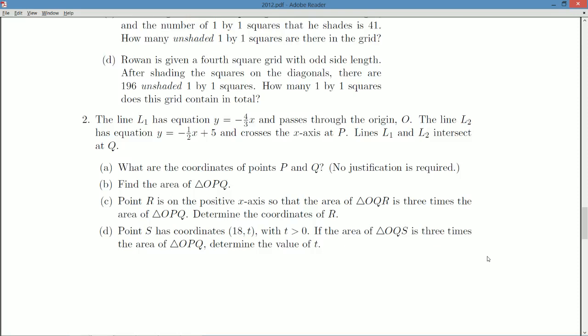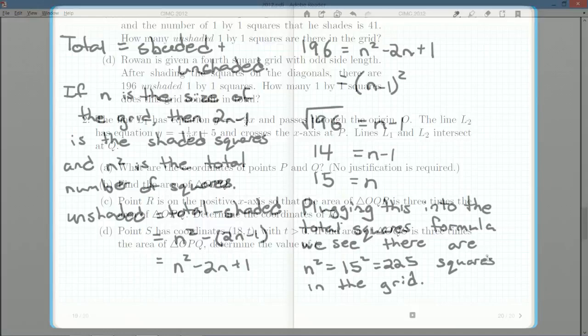Question A, what are the coordinates of the points P and Q? And this one, they're specifically stating we don't really need to justify this. Okay. So, we have a minus 4/3 x, that's one line, and minus 1/2 x plus 5, that's the other line. We want to figure out where the second line passes the x-axis, and we want to figure out where these two lines intersect.